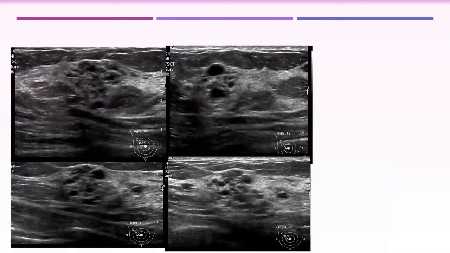Yes, spot magnification revealed the same. The asymmetry persisted. Okay, this is the ultrasound. The ultrasound shows complex solid and cystic components of the same lesion seen on mammography. Is it complex or multiple small cysts? What do we call it?